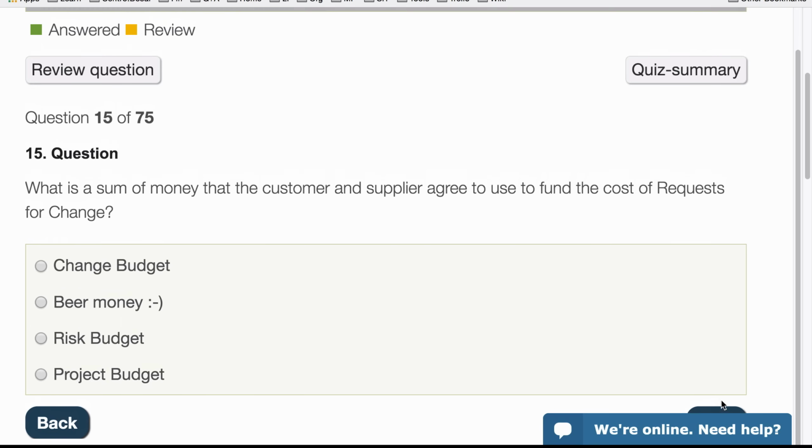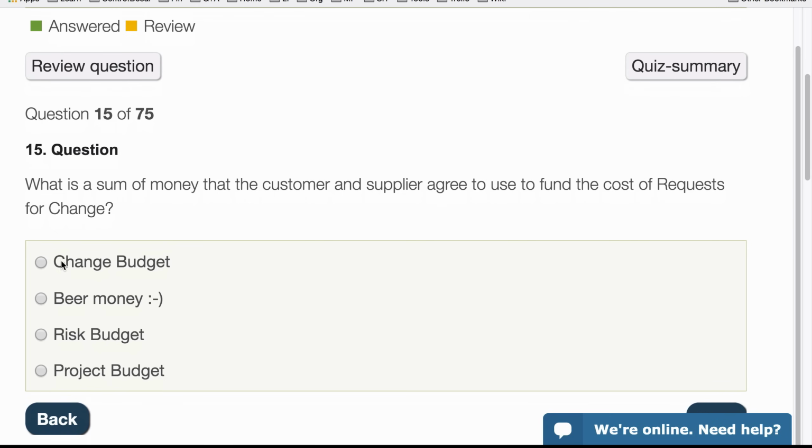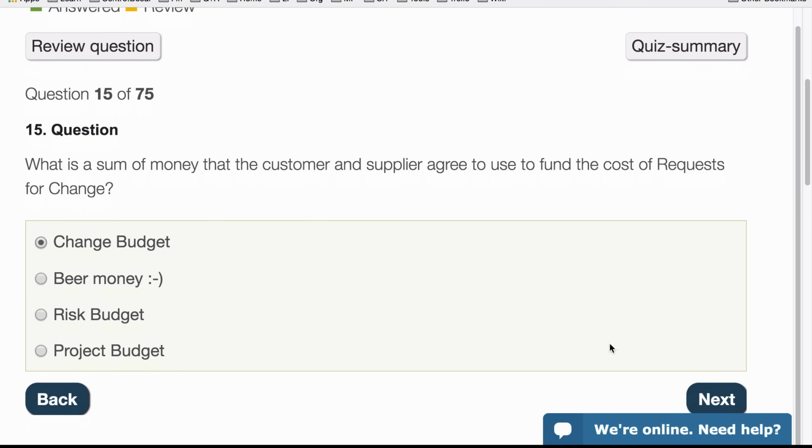So that's that one. Question 15. What is a sum of money that the customer and supplier agree to use to fund the costs of requests for change? So is this a change budget, beer money, that's a joke from me, risk register, or a project budget? So it could be actually these two, but PRINCE2 doesn't use this word here, so it would be a change budget.